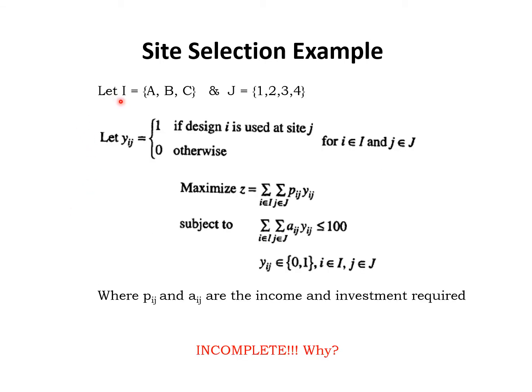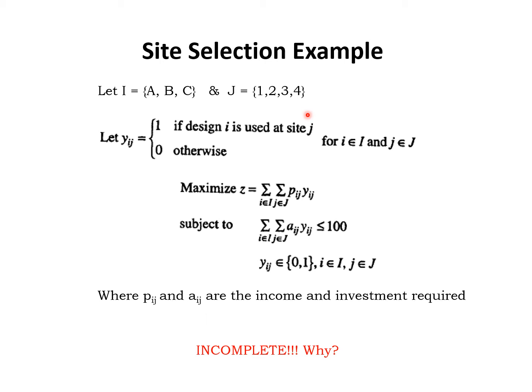Okay, so we have set I, or index I, that has the different designs, design A, B, C, and the set J, or index J, that has the four different locations, 1, 2, 3, 4. And then the first thing we do, just like any other regular linear program or any regular programming problem, is we need to define our decision variable.